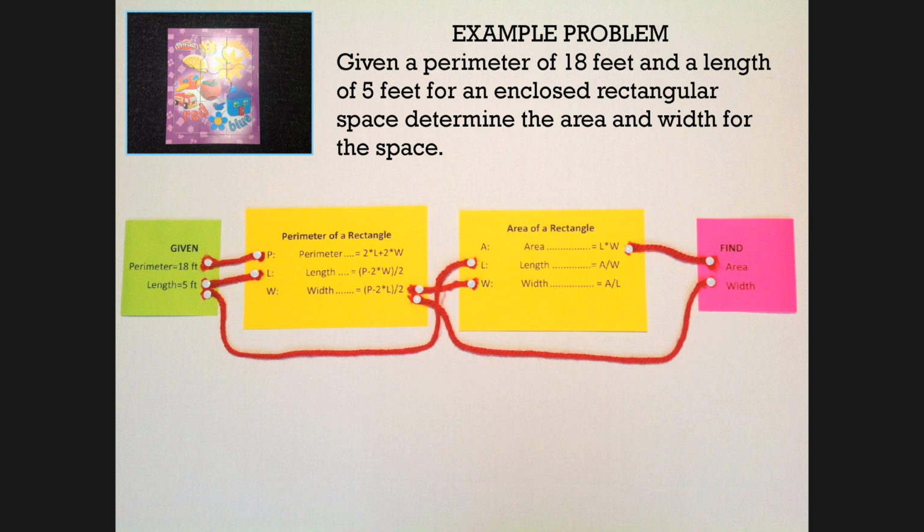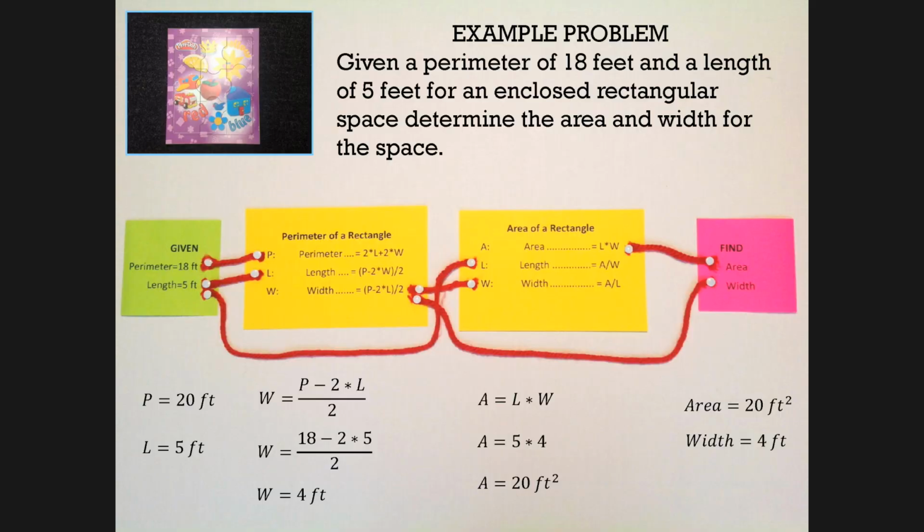The middle of our problem is now we make all these connections. Okay, 2 inputs on perimeter says we can find the width. But our area requires width and length. So we can take the width that we found and connect it over. And the length was one of our givens. So we can bring that over. And if we look at our find, we see width. Well, that was solved back at the perimeter equation. So we connect that. So with these cards and pieces of yarn, you can see I've made all the connections.